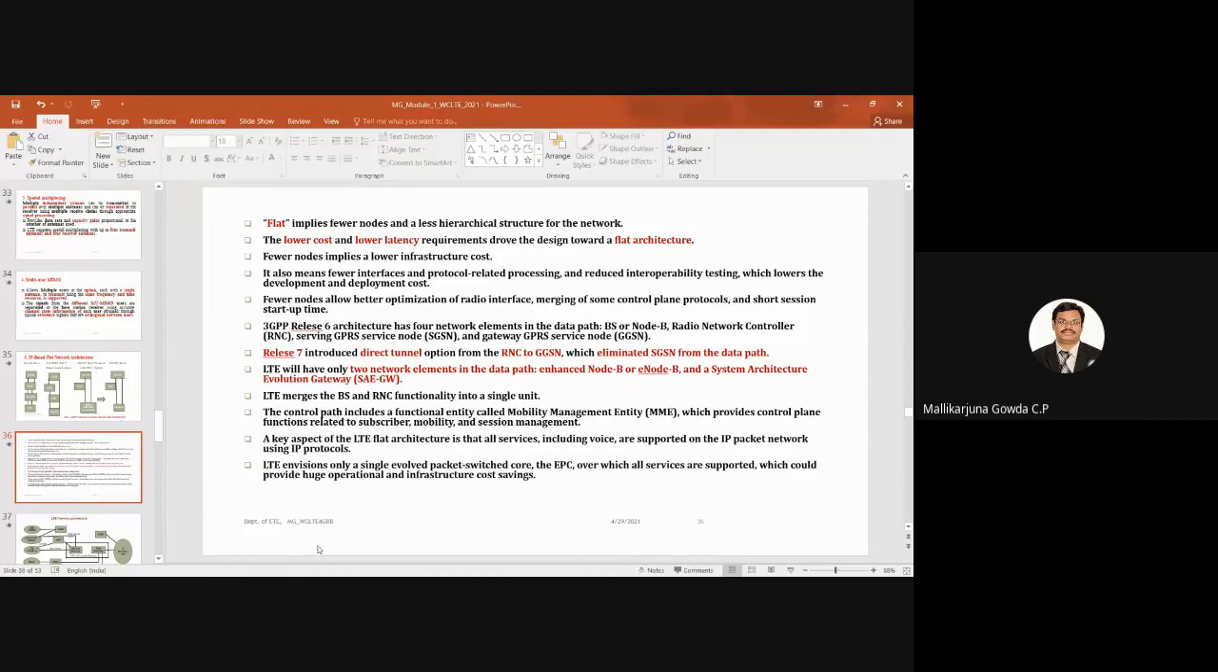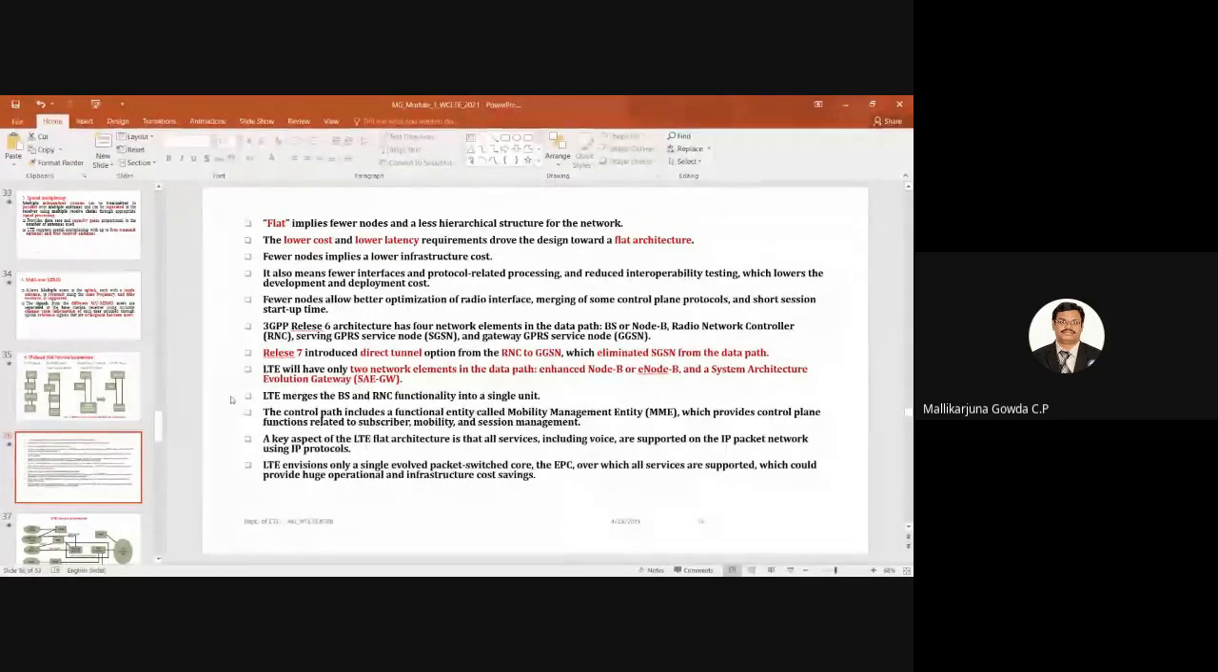So the key aspect of this LTE flat architecture is that all services, including voice, are supported on the IP packet network using IP protocols. LTE is the long-term evolution. It envisions only a single evolved packet switched core, which we call EPC, the Evolved Packet Core network, over which all services are supported, which could provide huge operational and infrastructure cost savings. Hope you got some idea.